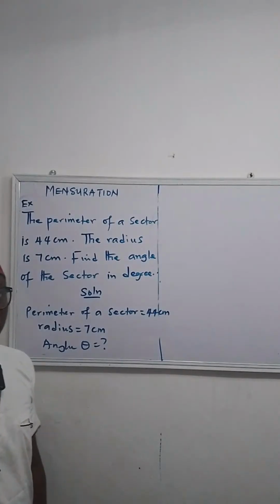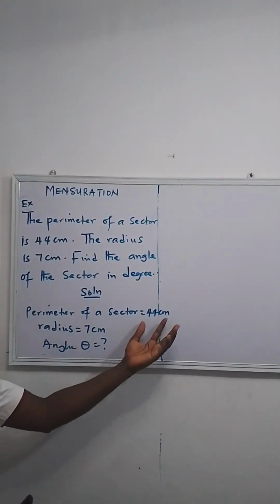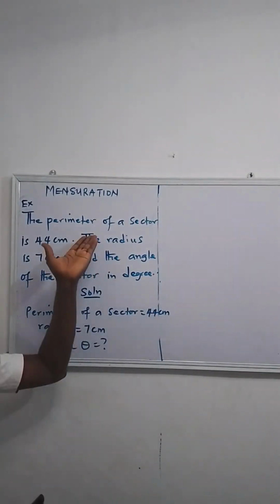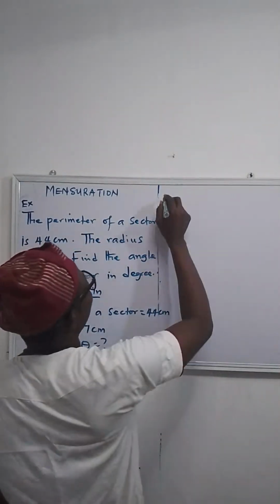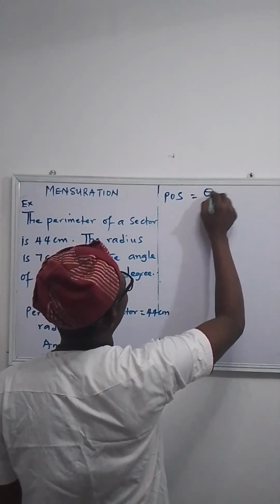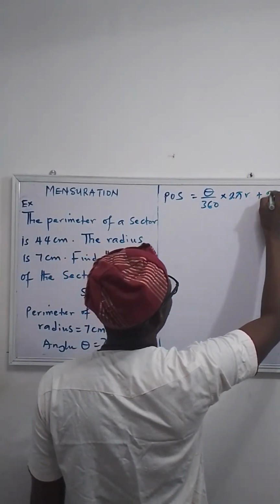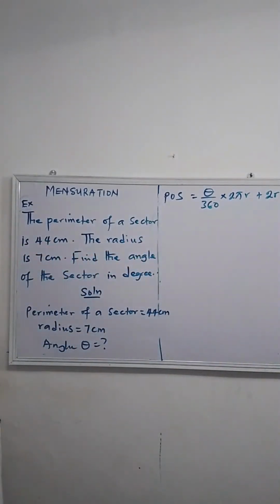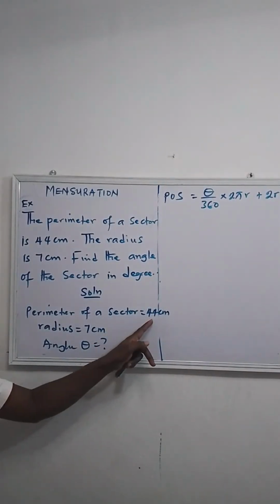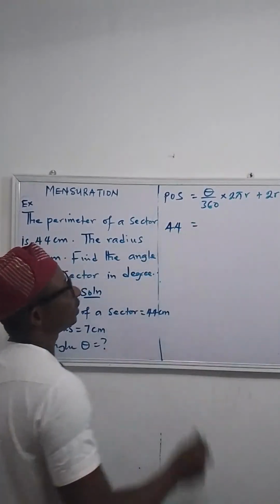Okay, so now what we need to do is let us write out the formula for finding perimeter of the sector. Since we already know the value for perimeter of the sector under consideration, so we have perimeter of sector equals theta over 360 times 2 pi r plus 2r. And this is the formula for perimeter of a sector. Now the perimeter of a sector has been given to be 44. Let's plug in that. We have 44.